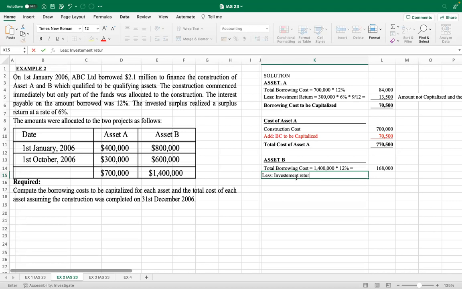Investment return. Again, 30 seconds as I pause. What will be the investment return in this case? Type for me in the chat, please. What will we have? I'm waiting. Investment return. In the chat section, please. Thank you. 600,000 times 6%. But it is for 9 months.